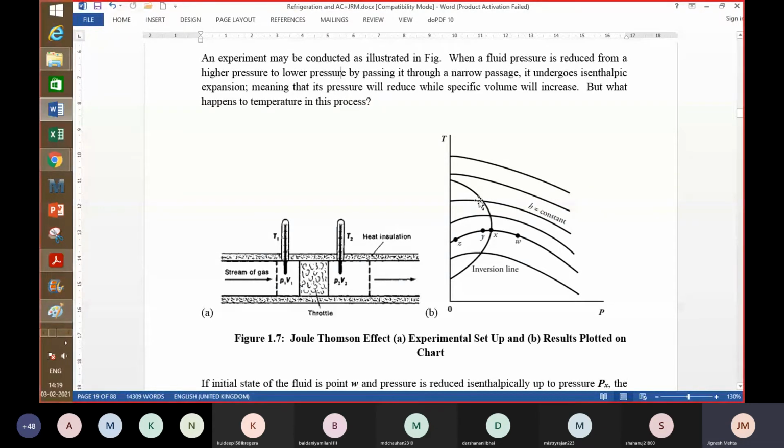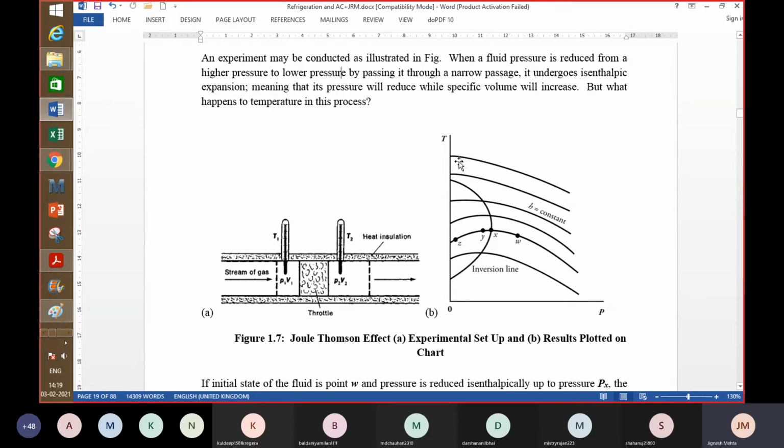And what you find is that there is a peak on all of these, and you can join them, and that's called inversion line, right? That's called inversion line. So if you reduce pressure, temperature will reduce only if you are on the left hand side of this inversion line. So you have to make sure that whatever substance, not all substances in all temperature pressure ranges can give you this kind of behavior, that is reduction of temperature with reduction in pressure. So you have to make sure that you are inside this region.